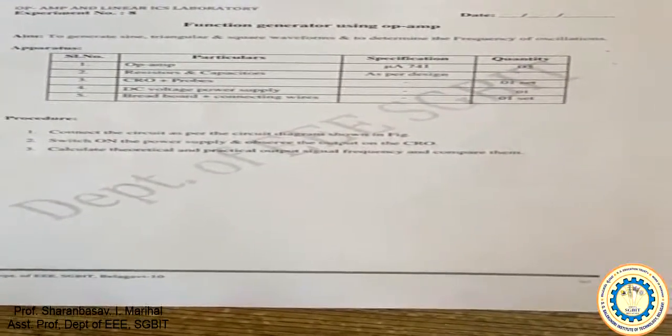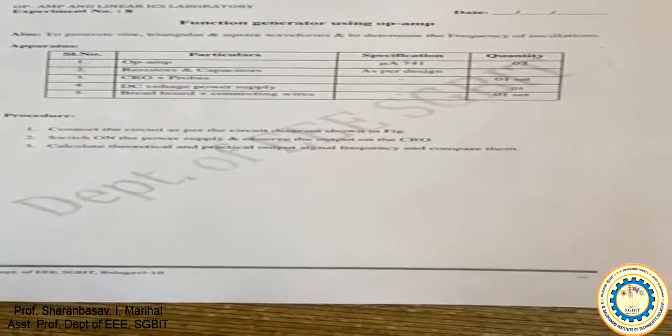Today let us try to understand the function generator using op-amp. Let us try to conduct an experiment to generate sine, triangular and square wave outputs and also to determine the frequency of oscillations.